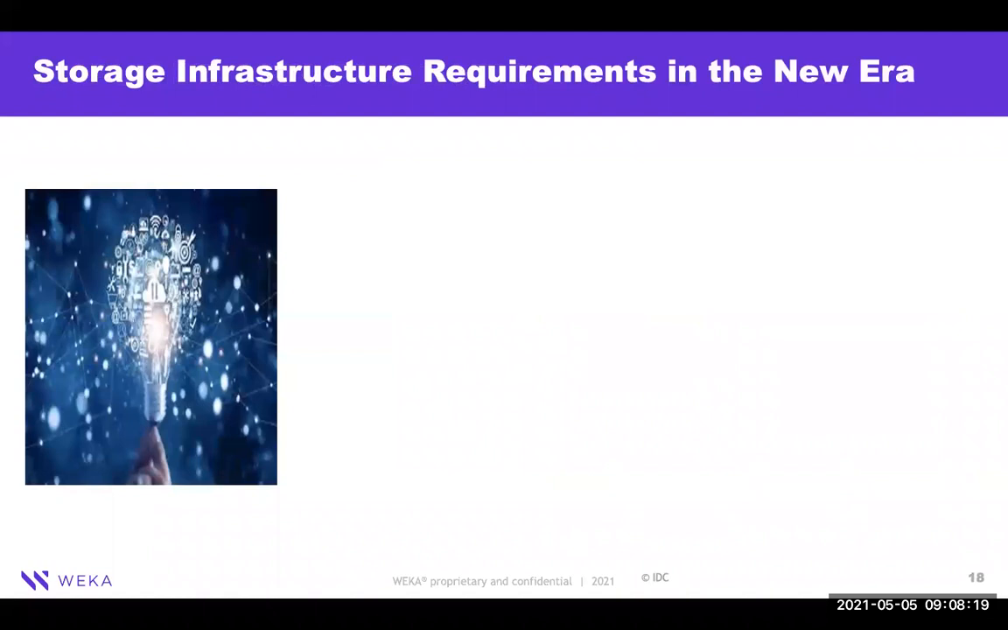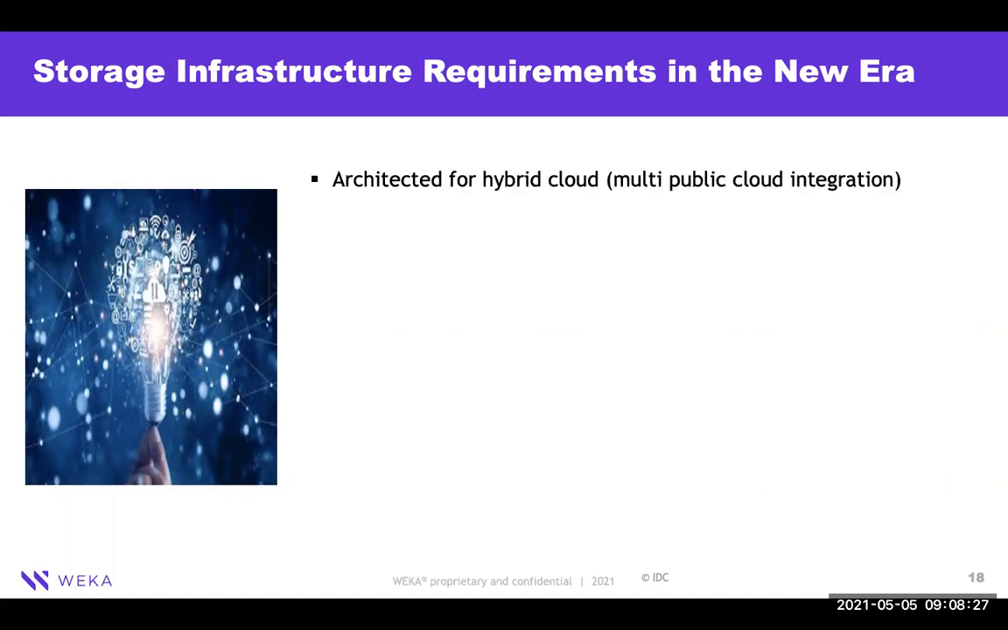So if I want to summarize this part, what are the storage infrastructure requirements in the new era? Obviously, architected for hybrid cloud, because we see all organizations, or as I mentioned, 95% of the organizations that we talk with, have some sort of cloud initiative. And again, it doesn't have to be AWS. It could be multiple data centers, hybrid clouds, where you create your own data and move it around. And you want to make sure that it's orchestrated in a similar way.